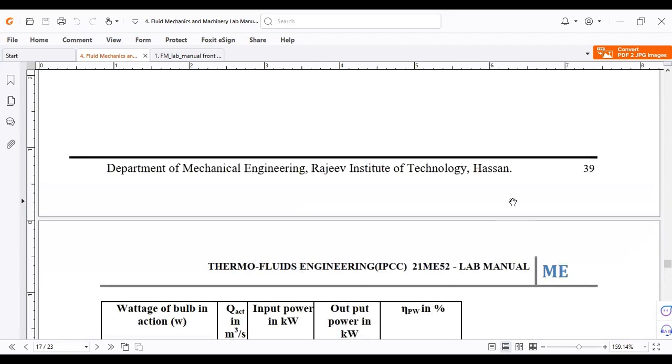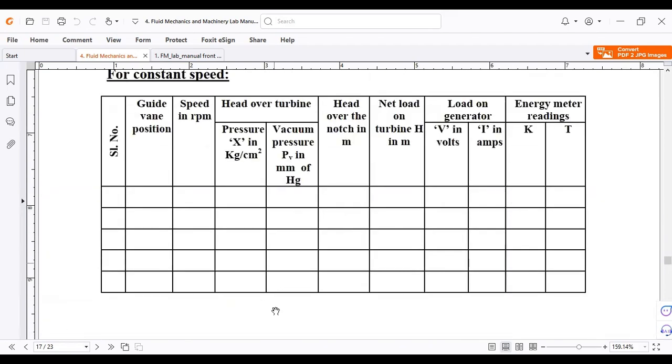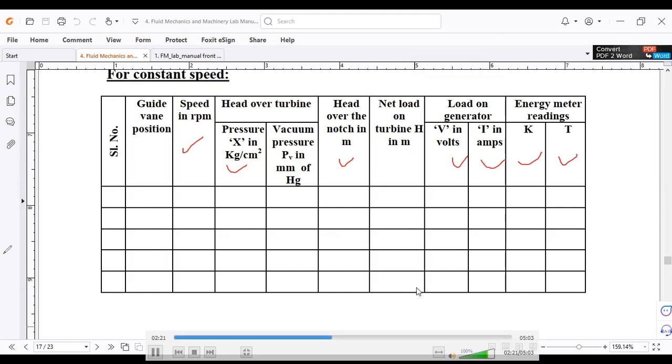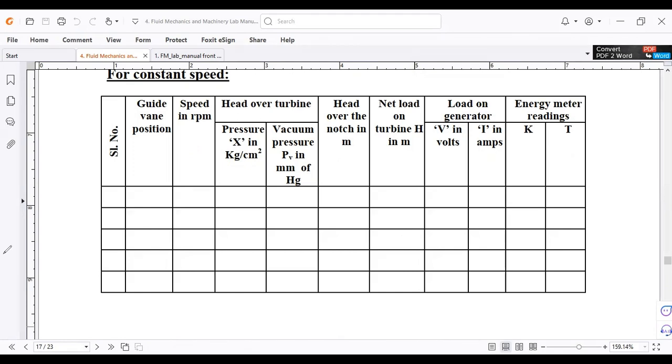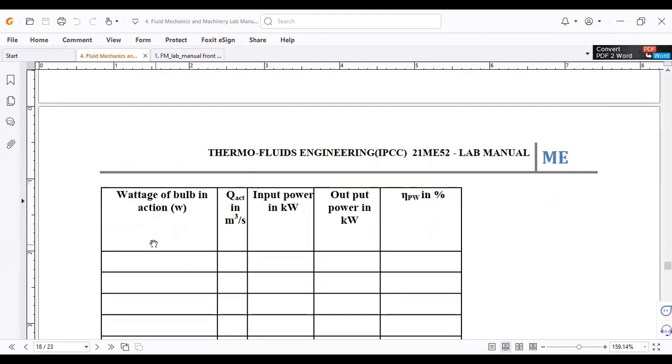These are the values you take during the experiment. In the experiment, you are going to take this value, the head over the notch, and these are the values that will be taken during the experiment itself. The wattage of the bulbs turned on is also taken during the experiment.